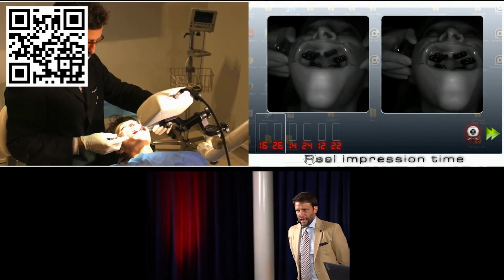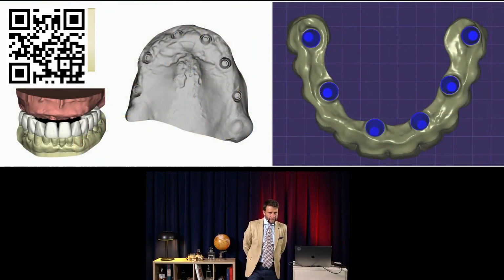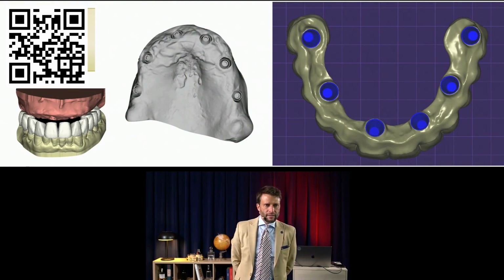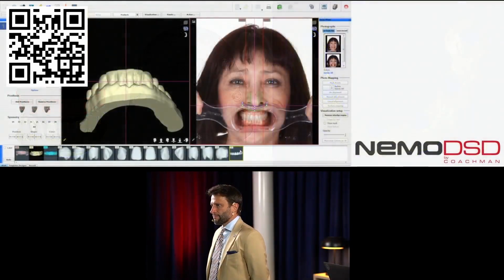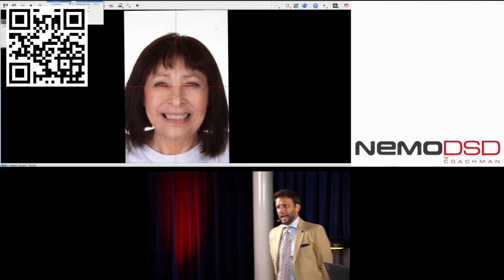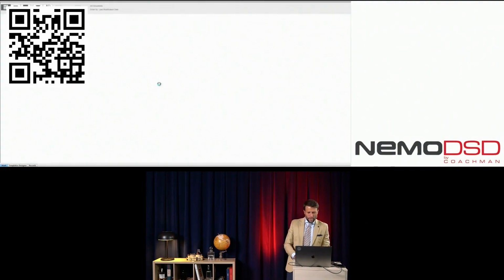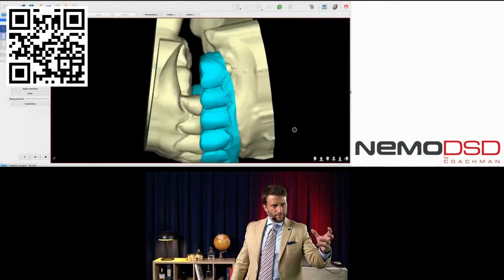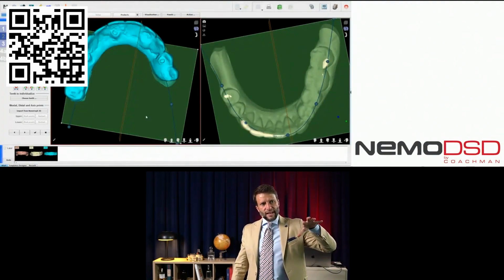When osseointegration happens, the implants are scanned, on this case using the PIC system to scan the implants. So we have the upper jaw with the scans, and now back to the lab. So after several months, back to the lab. What we want to do here, we want to take the scan. This is the existing immediate loading prosthesis. So we take the scan of the implants.